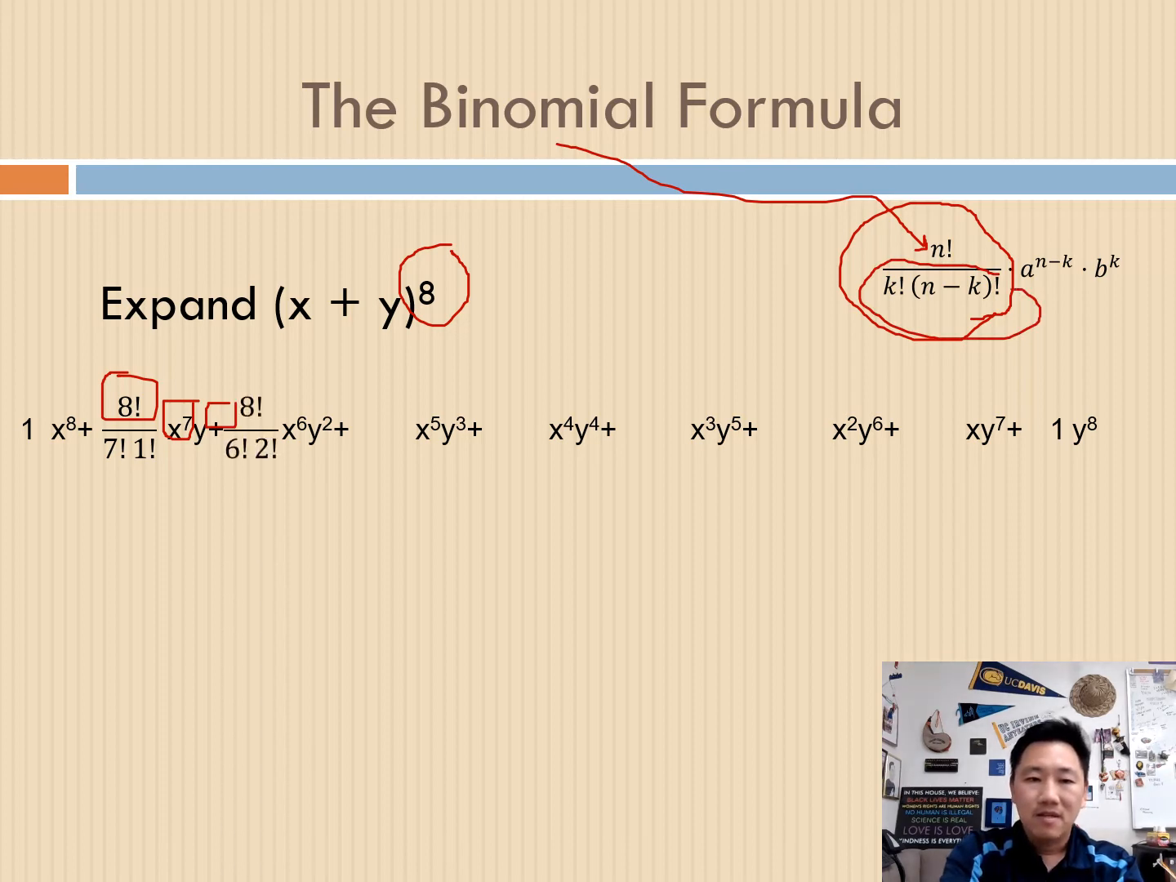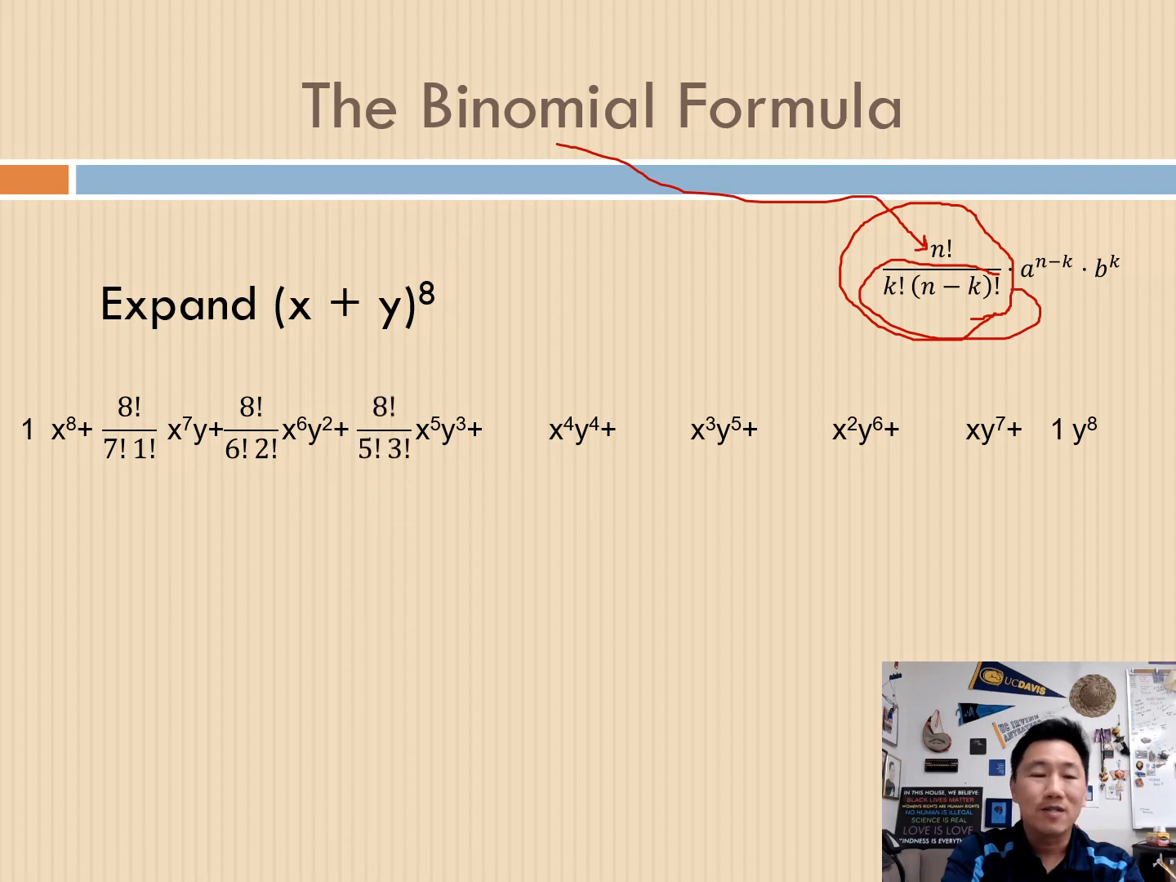Okay, next one. Let me clean it up a little bit. It's 8 factorial over 6 factorial 2 factorial. The 8 comes from here, and then the 6 and the 2 come from here and here. All right, let's think about what the next coefficient is going to be.